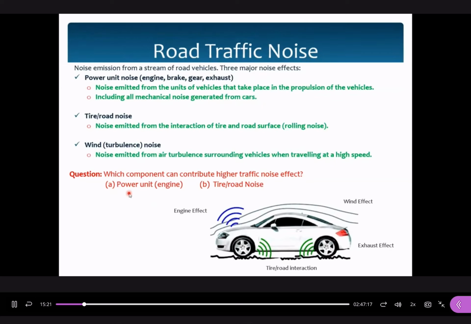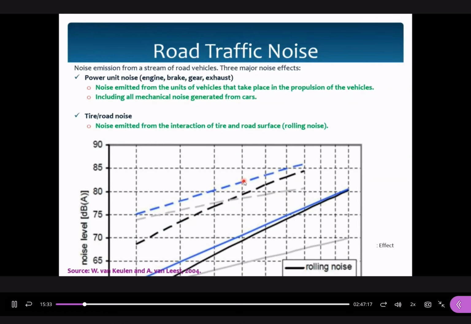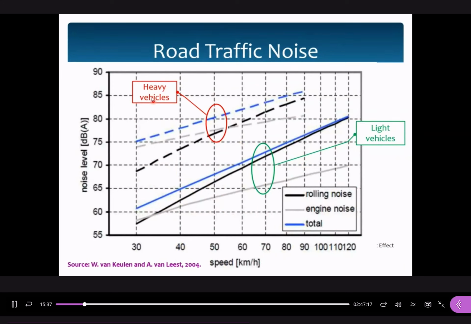So, a question for you: which components can contribute higher traffic noise effects, A or B? Do you think that power units can contribute higher traffic noise effects, or the rolling noise? Which one? It depends on the speed. Okay, take a look at this figure. The upper one is heavy vehicles, and the lower part is a light vehicle. The y-axis is the noise level in dBA. The black one is the rolling noise, the gray one is the engine noise, and the blue one is the total. When we increase the speed of vehicles, you can see that the rolling noise is more dominant than the engine noise, even for the heavy vehicles.